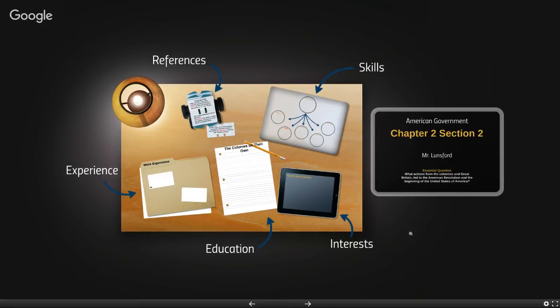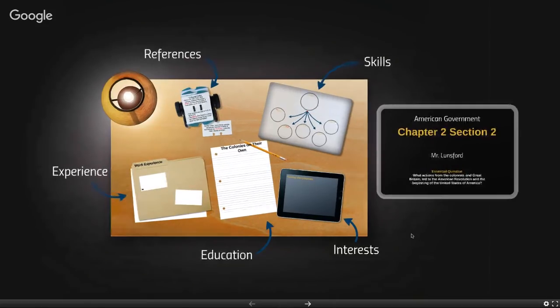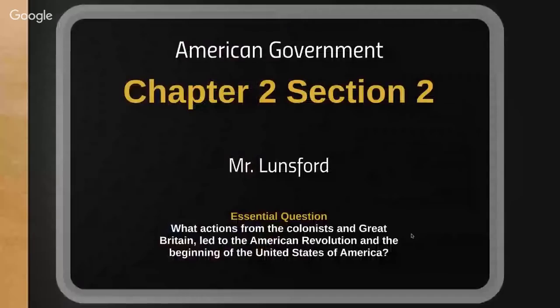First thing I want to cover here is the essential question. So there's that to get down. Again, this is chapter 2, section 2, Colonial Unity. So the essential question here is, what actions from the colonists and Great Britain led to the American Revolution and the beginning of the United States of America? So finally, we are moving and progressing into the United States of America. We can start really honing in on what the United States is and what we are founded on.